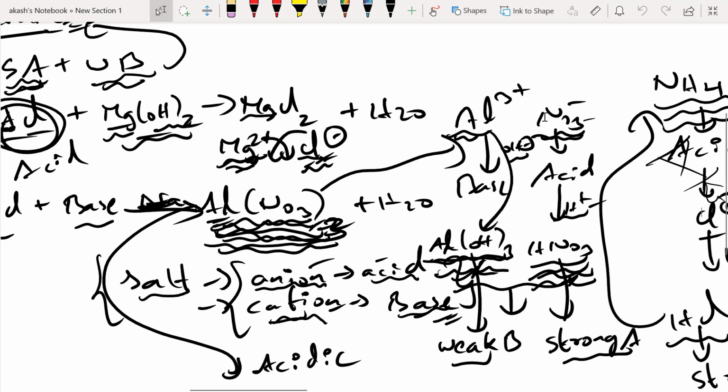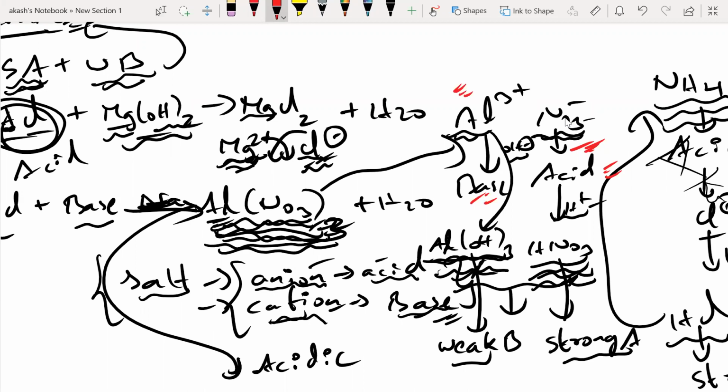Aluminum ion is Al3+, nitrate ion is NO3−, right? Now, what you have to understand is that the negative charge, that is the anion of the salt, always comes from the acid. Again, I repeat, you can see here, the anion is this part. The anion of any salt will come from the acid part, and the cation of any salt will come from the basic part, that is the base part.